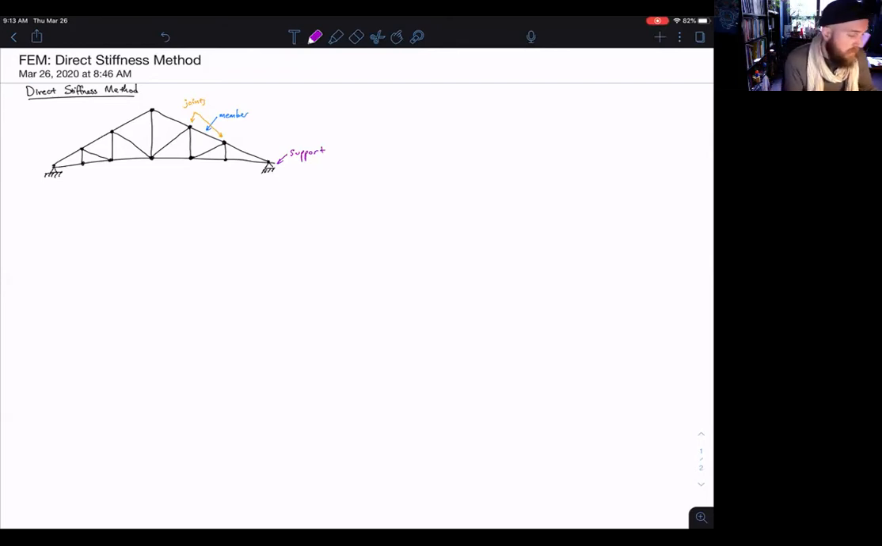So the purpose for this class is not to make you proficient in any particular finite element software. The purpose is to show you mathematically what these finite element codes, commercial, which are usually a black box and you have no idea what's happening, or some open source ones, are actually doing under the hood.